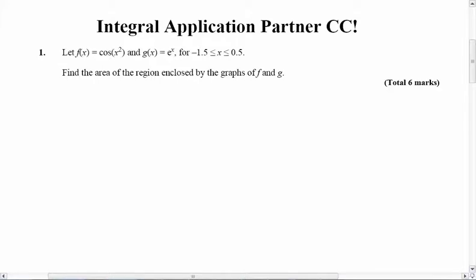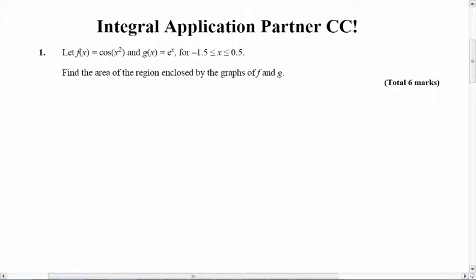Alright guys, we're going to go over the questions from the most recent concept check, which was on integral applications. So all of these should have some tie-in to integrals. The first two are going to be IB questions that were calculator active, and then the last one will be a non-calculator question.